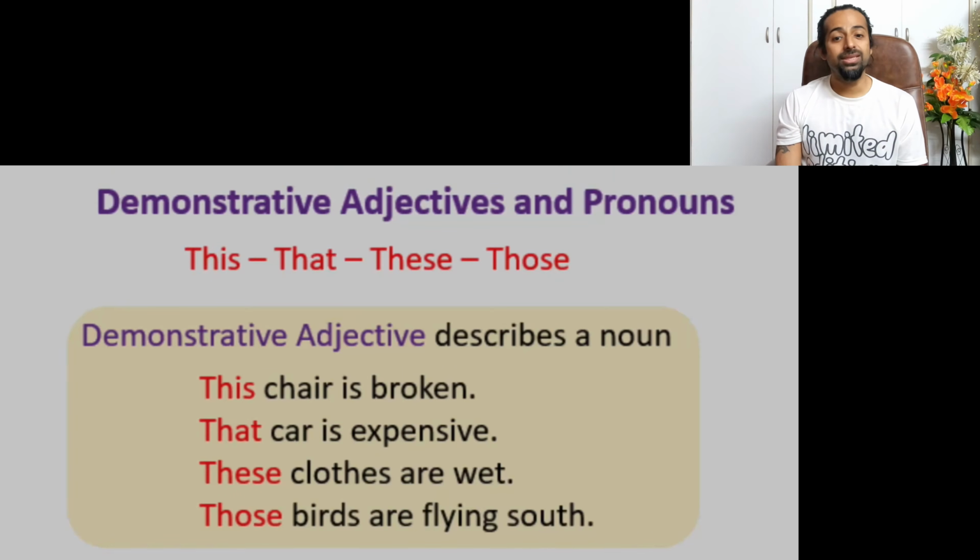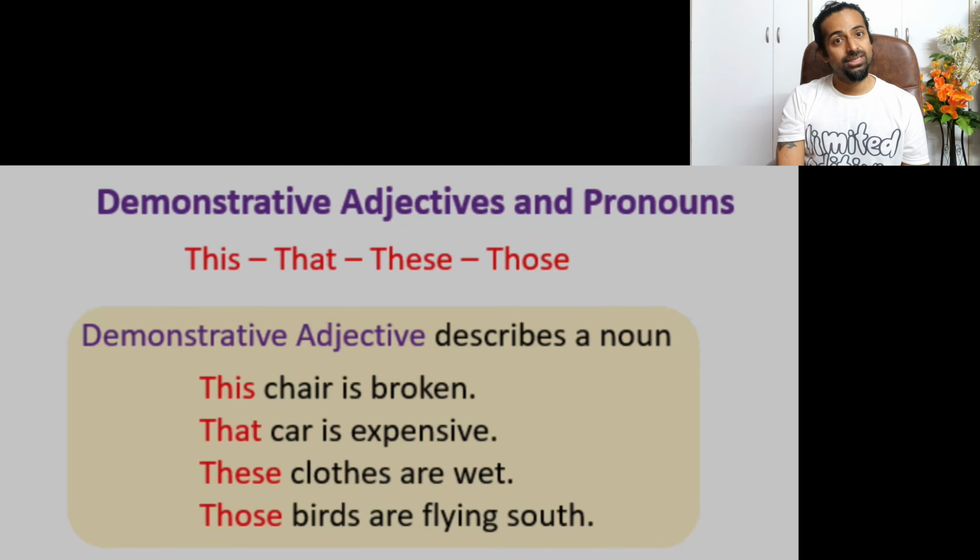Now let's take some examples so that you understand better. First we will understand this and that, which are singular. So how can you use this? This chair is broken. We are talking about only one chair, remember. This, T-H-I-S. This chair is broken. The second one, that car is expensive. We are talking about that particular car. We are not talking about many cars. Okay? That car is expensive. It means it is very costly.